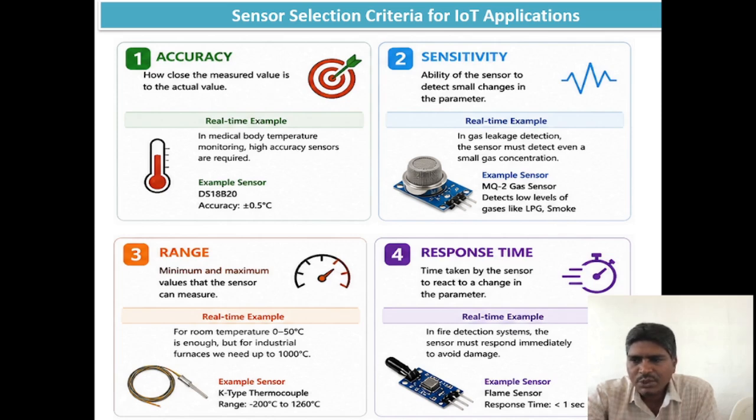The fourth one is response time. Response time indicates how quickly a sensor reacts to changes. For example, in a fire detection system, a sensor must respond immediately to prevent damage. But in soil moisture monitoring, a delay of a few seconds is acceptable. So a fast response is needed in critical applications.